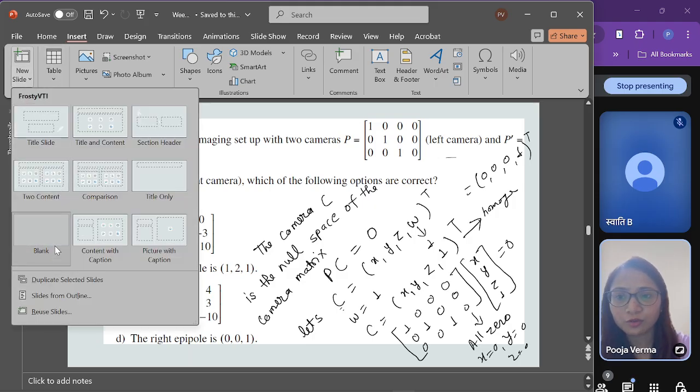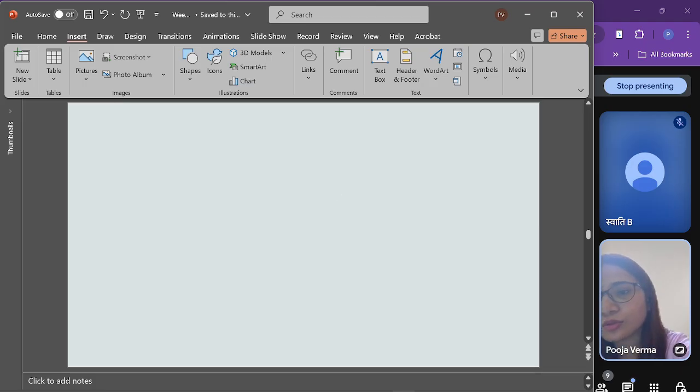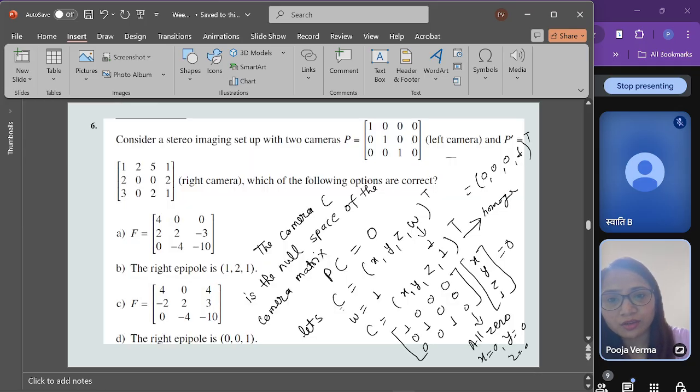If you solve it, you will get all the values x, y, z, 0. So the camera center at the end, for the left camera matrix, you will get 0, 0, 0, 1, transpose. Similarly, for the right camera center, we could calculate it also, but that is not required. Because in the question we can see that we have to calculate only the right epipole, not the left epipole. To calculate the right epipole, we already know that the right epipole is the projection of this center C onto the right image plane, right?